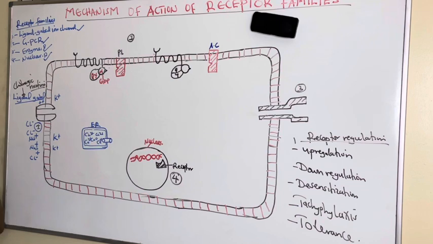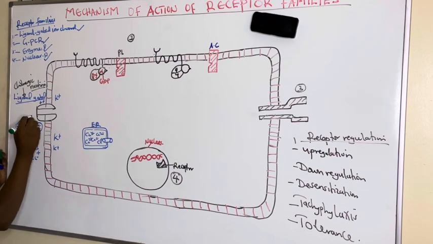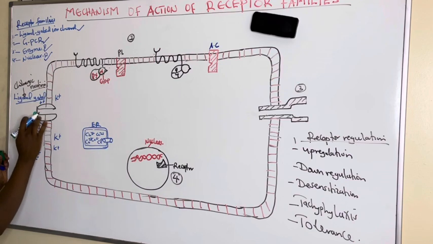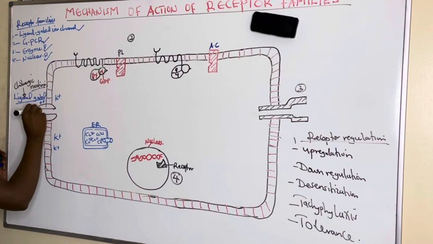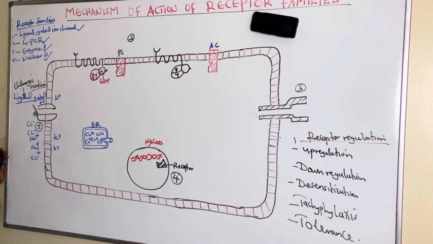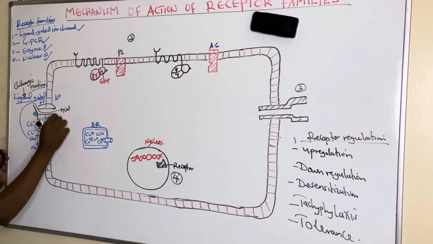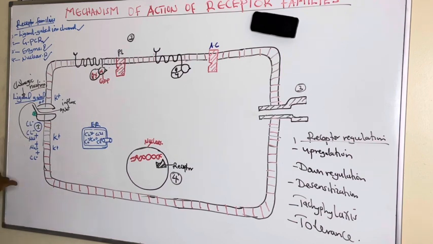If nicotine comes and binds on this receptor at this point, this drug causes the opening of the gate. The gate of this channel opens because of the weight of the drug after binding, and when the gate opens, we see influx of sodium ions inside the cell.